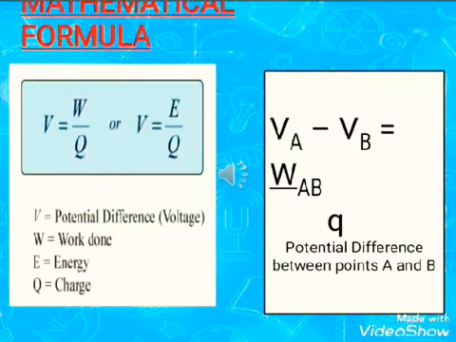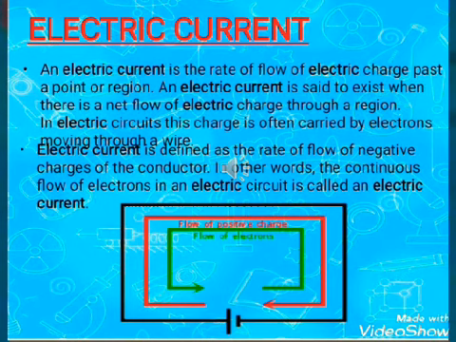You will see in this slide the mathematical formula for potential difference, which is given by capital V equal to capital W upon Q, where W may be in terms of energy. So V is equal to capital E upon capital Q, where Q is the charge. You can see this in this slide. Next slide is talking about electric current.